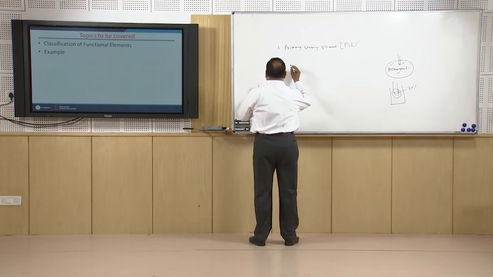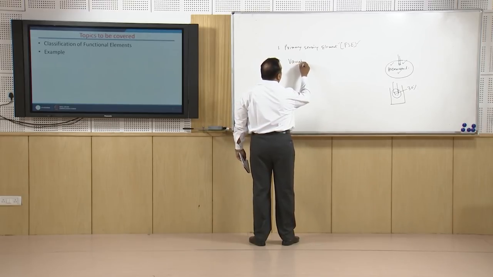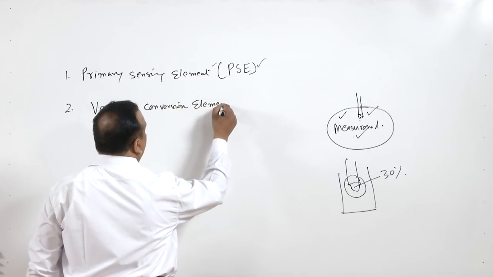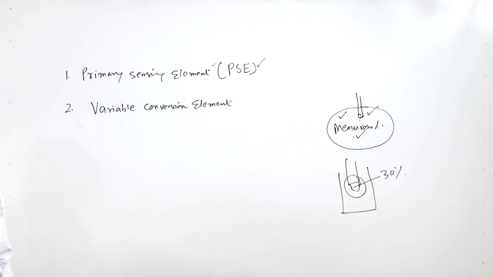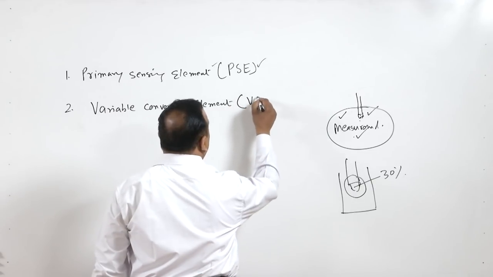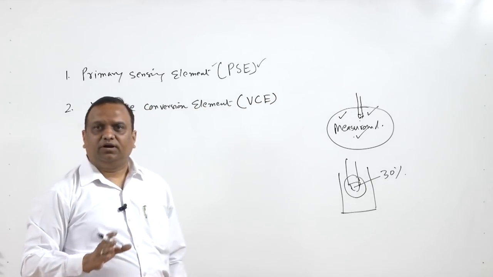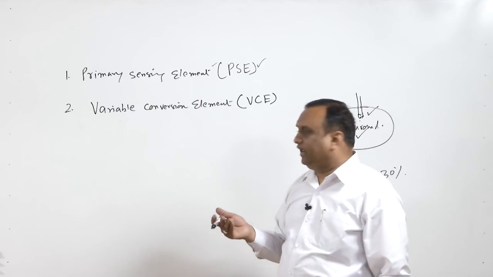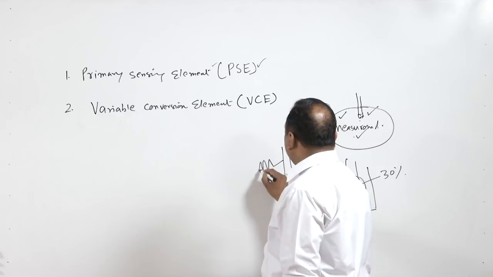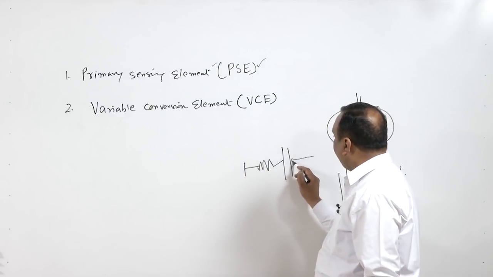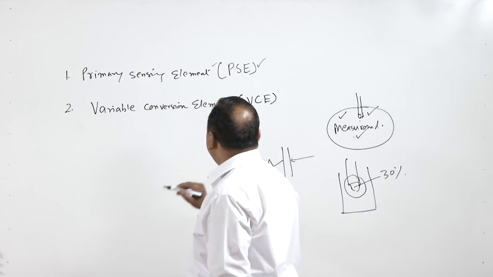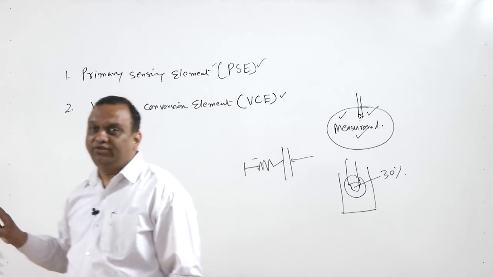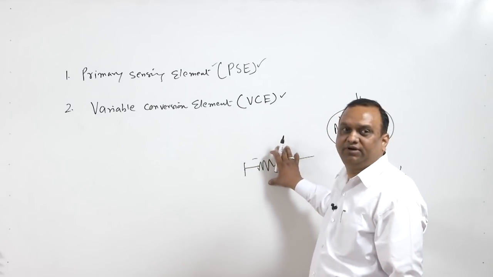Now, second is the variable conversion element. The variable conversion element converts one form of signal into another form of signal. For example, if you take a spring, the spring can convert force into distance, but a variable conversion element should maintain the original nature of the signal. The original nature of the signal should not be disturbed.